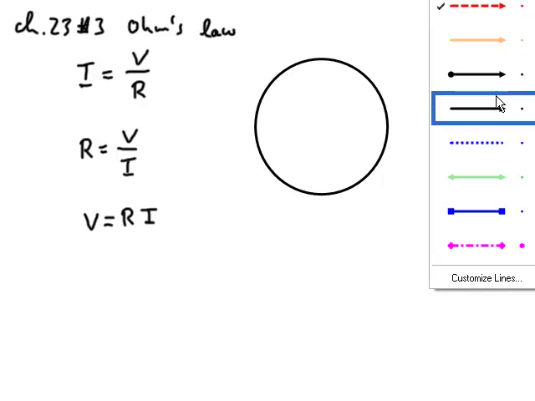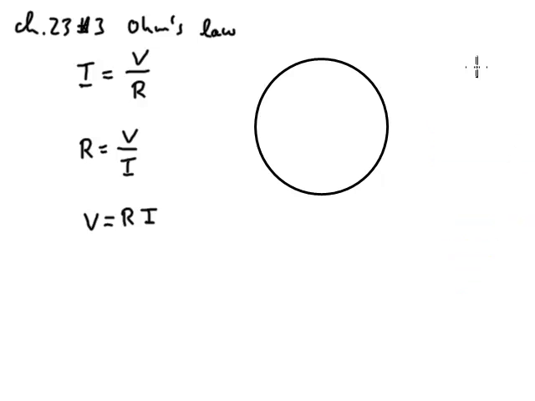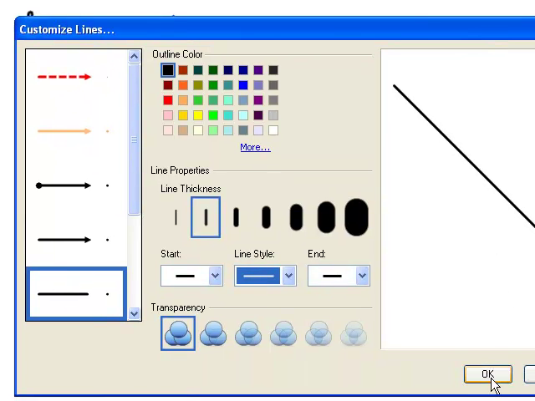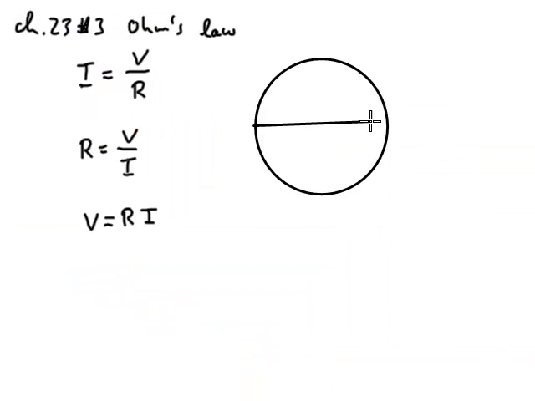There we go. And let's see if I see a line that I can use here. Maybe this one. And there we go. And make it black, I guess. Alright, there's one. And there's one. And put V on the top, and R and I at the bottom. It doesn't matter if it says R and I or if it says I and R, as long as the V is on top.